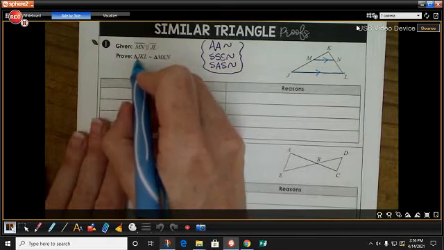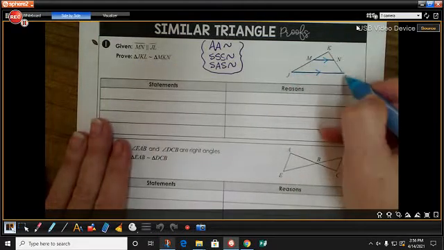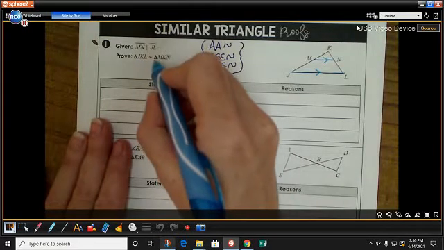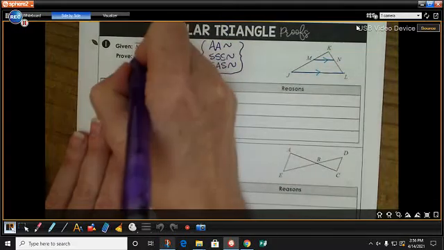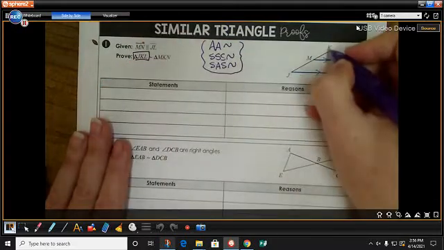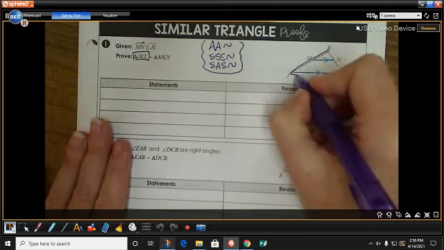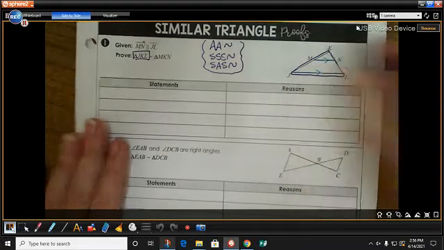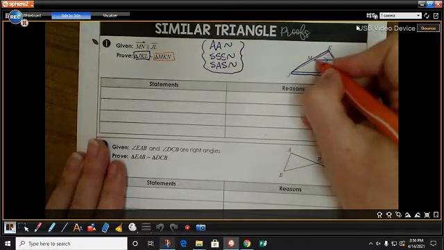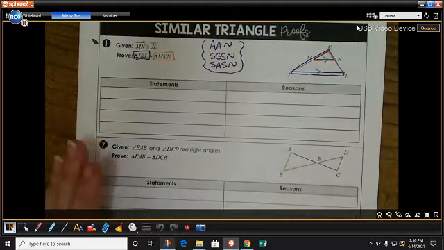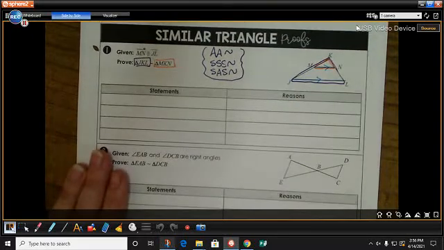And I'm going to try and prove that JKL, that's the big triangle, is similar to MKN. That's the little triangle. So I'm going to go ahead and outline those. JKL is this big one, so I'm going to outline it in purple. And MKN is this littler guy. I'm just going to outline it in orange, just so I can tell exactly what I'm trying to prove here.